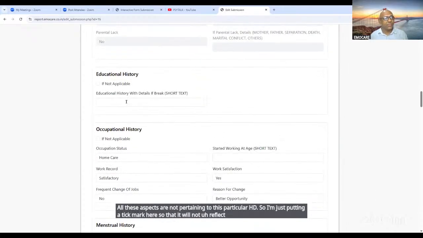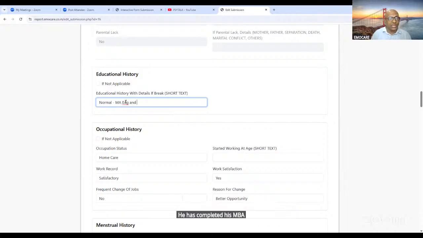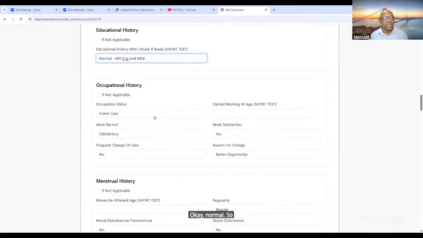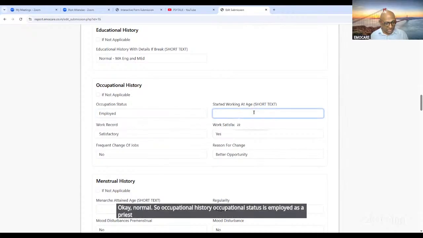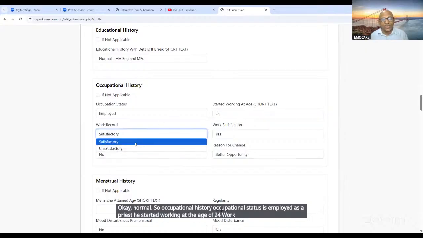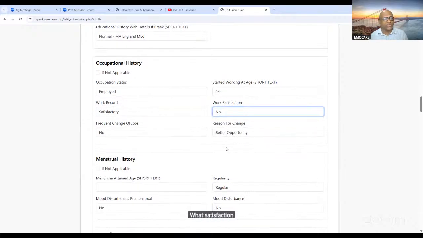Educational history. So educational history, as I told, it is normal. He has completed his MA English and MEd. Okay, normal. So occupational history, occupational status is employed as a priest. He started working at the age of 24. Work record is satisfactory. Work satisfaction, now he is not having any work satisfaction.